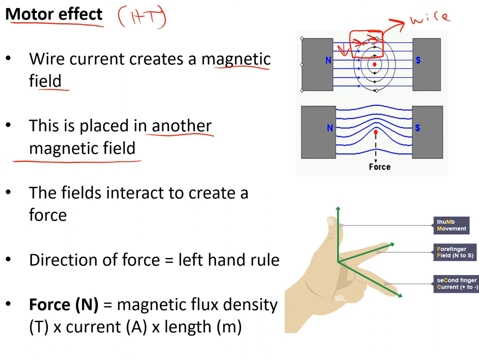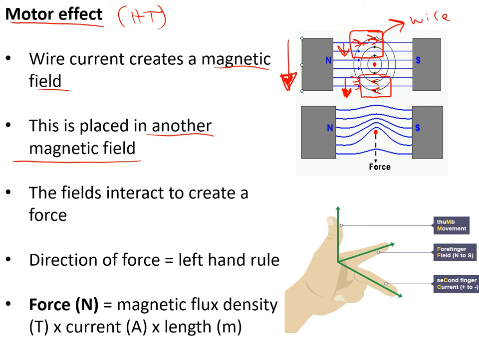If we look here at this section, because of the circular shape of the field from the wire, the field from the wire is now pointing in the opposite direction to the field from the permanent magnet. So that's going to create an attraction, which is going to pull the wire downwards, whilst at the top the wire is being pushed away. So we've got a push away at the top and a pull downwards at the bottom. This creates an overall force acting in a downwards direction on that wire.